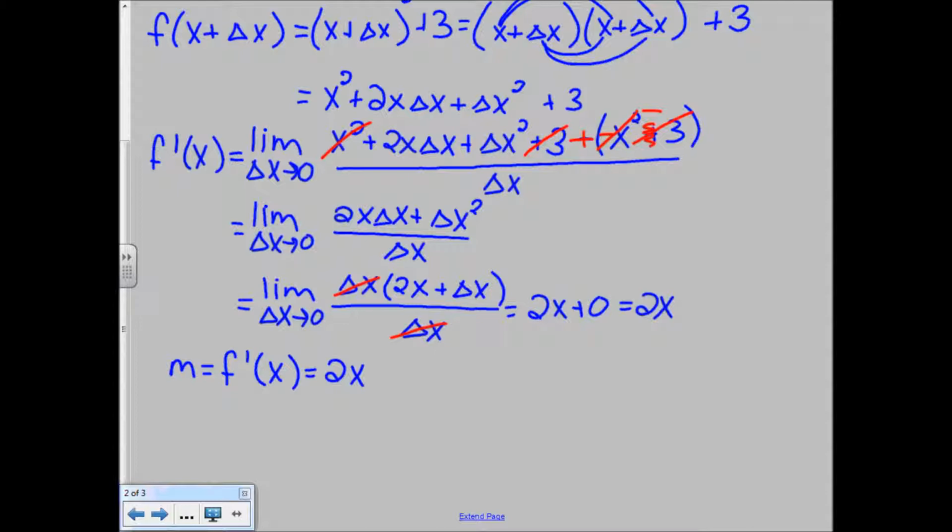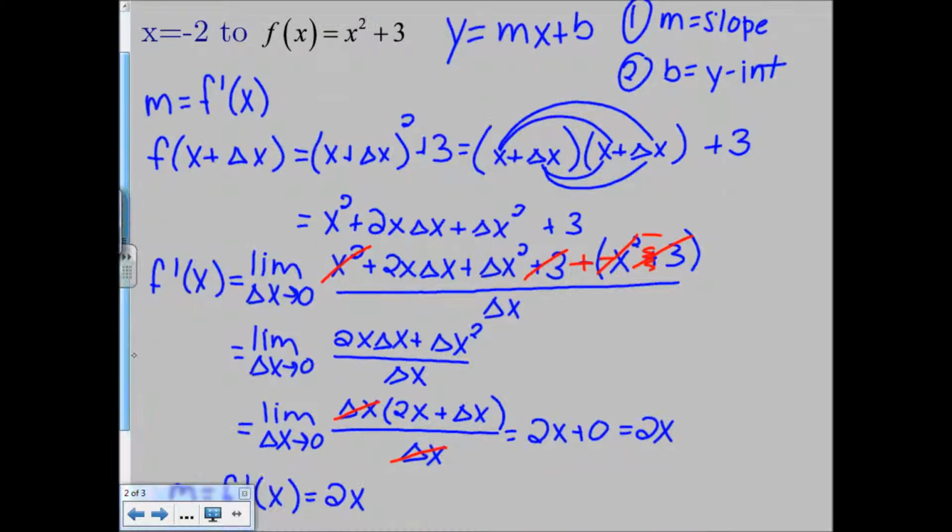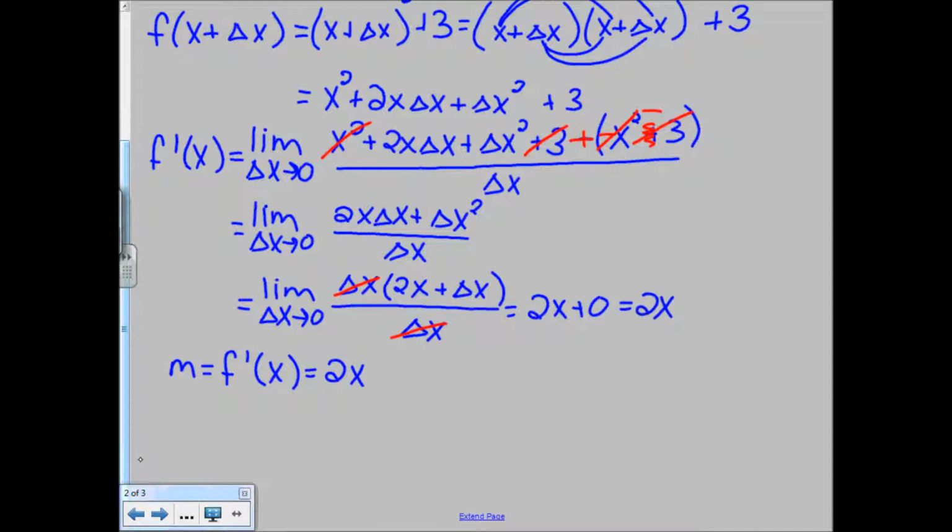Looking back at the original question, it asked us for the equation of the line tangent at x equaling -2. That means we need to know the slope at x equaling -2. So why don't we plug in -2? Our slope is going to be f prime of -2, which is 2 times negative 2, plugging into our derivative. Then we have negative 4. One of the uses for derivatives is to find the slope of the tangent line, which is why the derivative is so important for these types of problems.